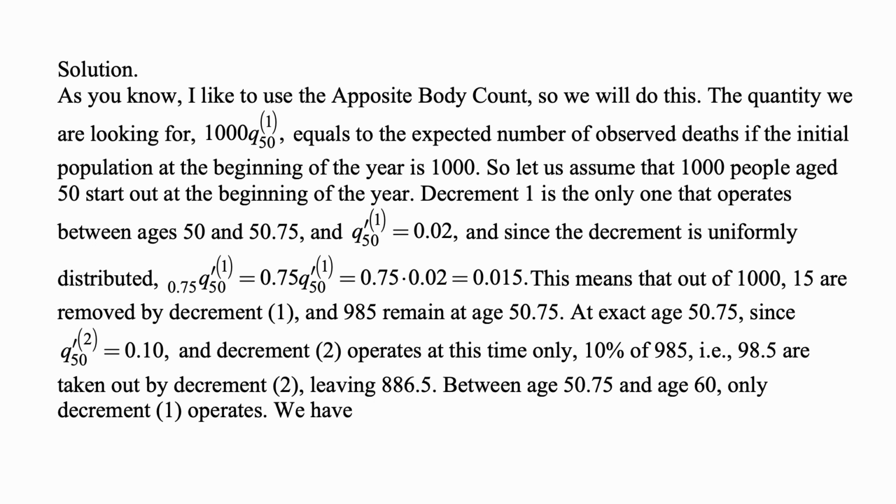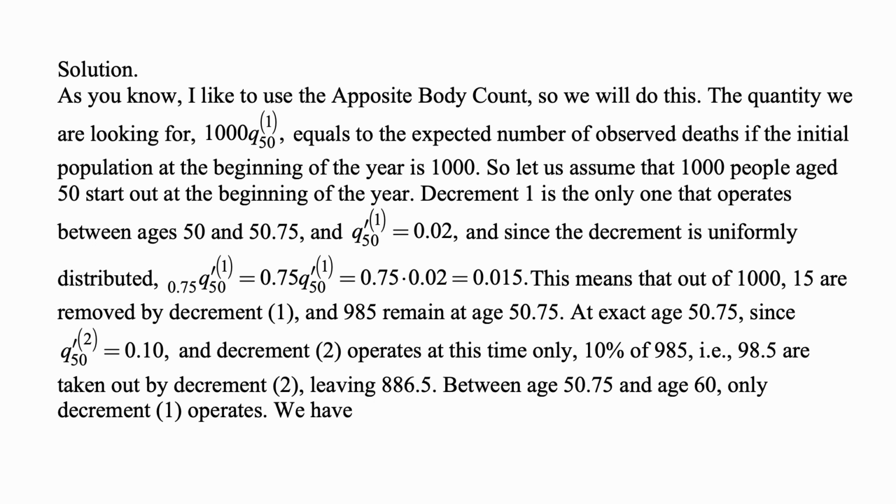And then at exact age 50.75, since q50 prime upper 2 is 0.10, and decrement 2 operates at this time only, 10% of those 985, which is 98.5 people, are taken out by decrement 2, leaving 886.5.